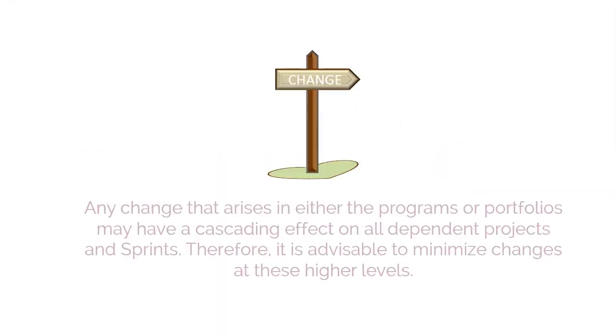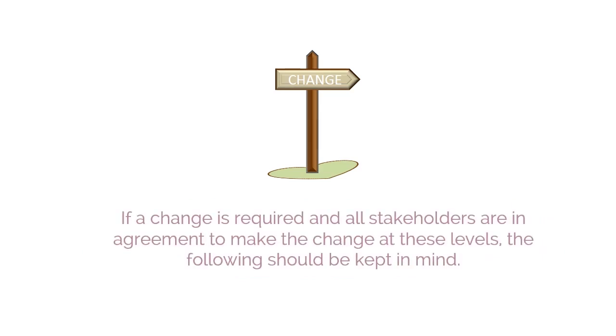We are going to learn the impact of changes at the program and portfolio levels using the Scrum framework. Any change that arises in either the programs or portfolios may have a cascading effect on all dependent projects and sprints. Therefore, it is advisable to minimize changes at these higher levels. If a change is required and all stakeholders are in agreement to make the change at these levels, the following should be kept in mind.